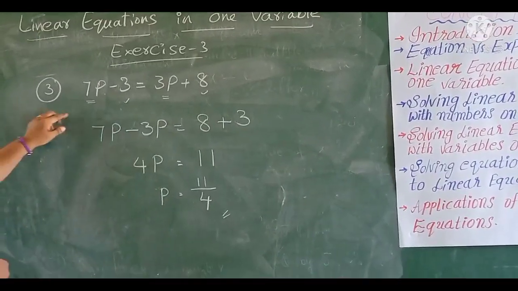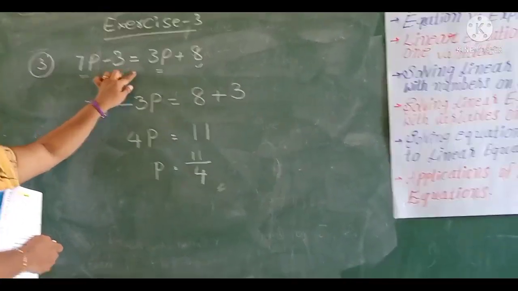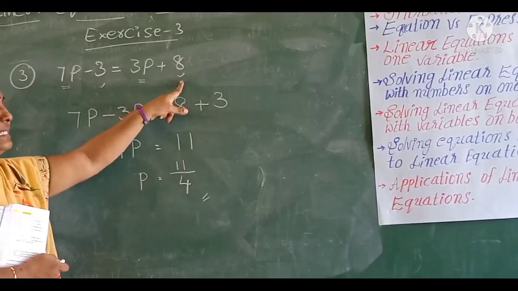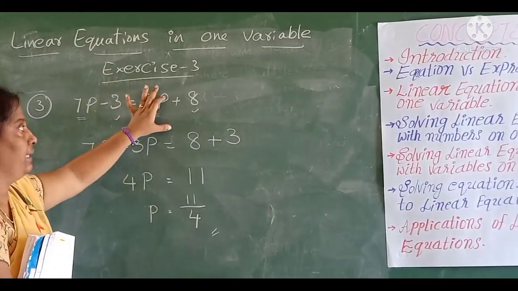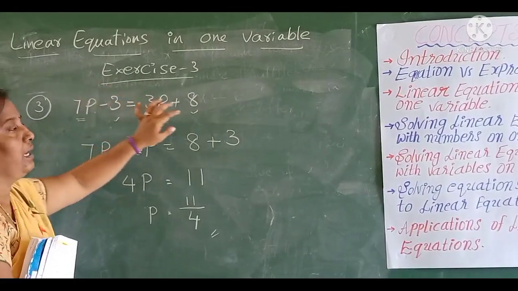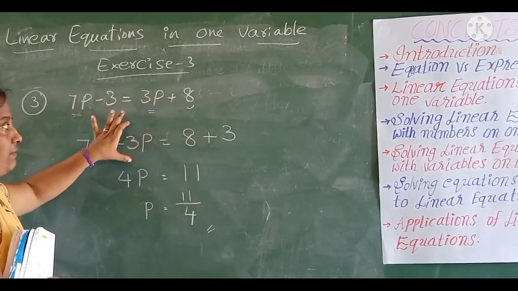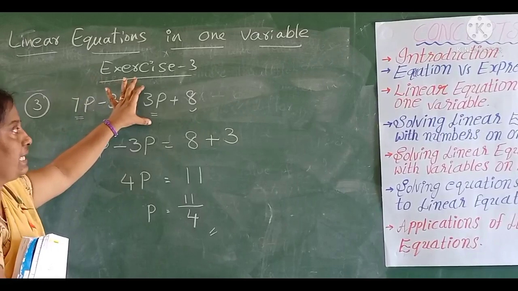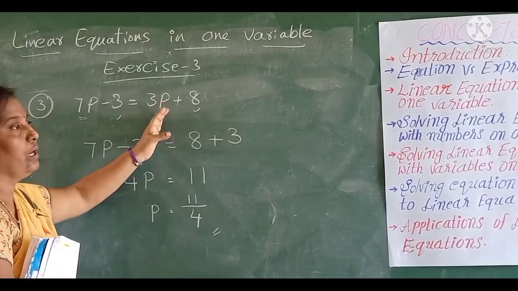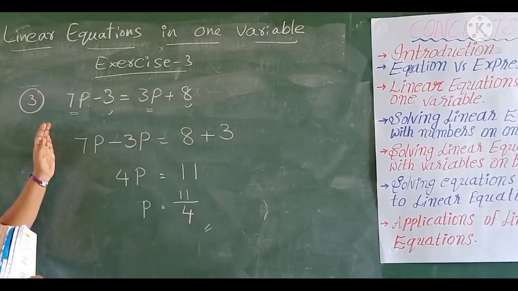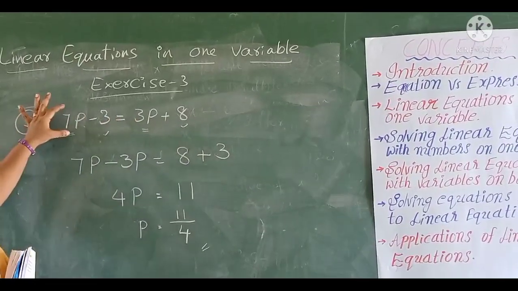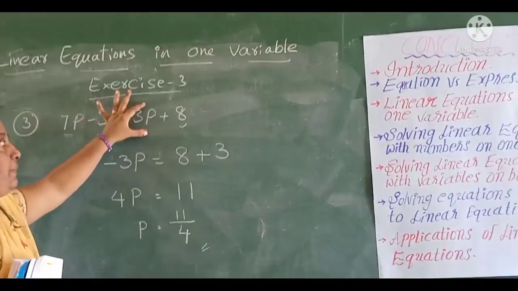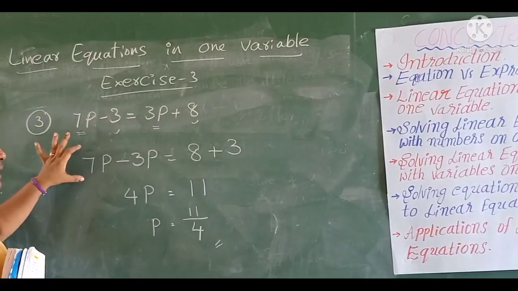Once again I am telling, 7p minus 3 is equal to 3p plus 8. So variables on the left hand or right side, constants also on the left hand or right side. You have to solve this type of question. For this, you have to move all the variables to the left side. So variables are 7p and 3p. You have to keep them on the left side.